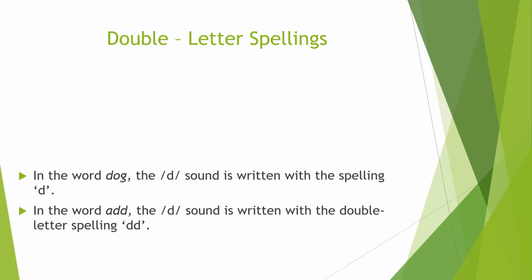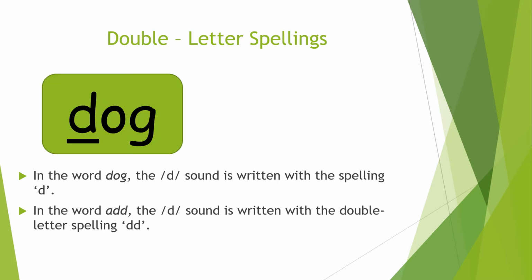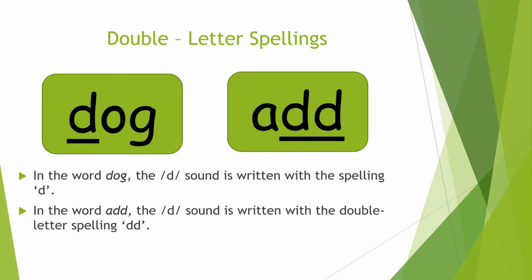Let's take a look at another one. What is this word? This is the word dog. The D sound is written with the spelling D, just one D. Now take a look at this word. This is the word add. The D sound is written with the double letter spelling DD that you see underlined here. So both the D and the DD make the same D sound. You only hear that sound once.